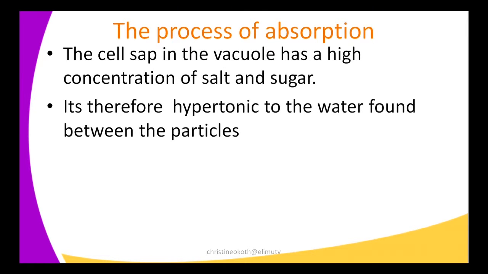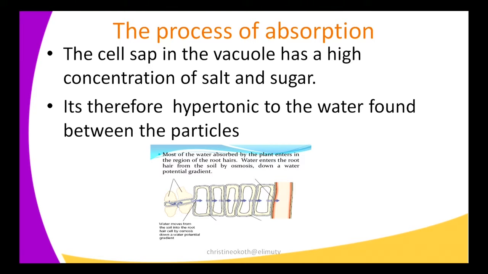So we look at the process of absorption. The cell sap of the vacuole normally has a higher concentration of salt and sugar. So it is therefore hypotonic to the water found between the soil particles. Most of the water absorbed by the plants will enter the region of the root hair. Then the water enters the root hair from the soil by the process of osmosis, down a water potential gradient. Then the water will move from the soil into the root.